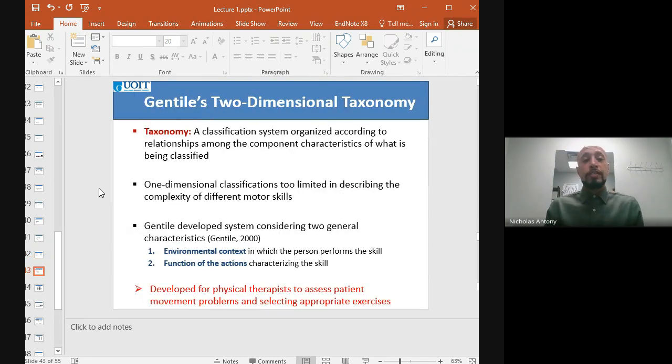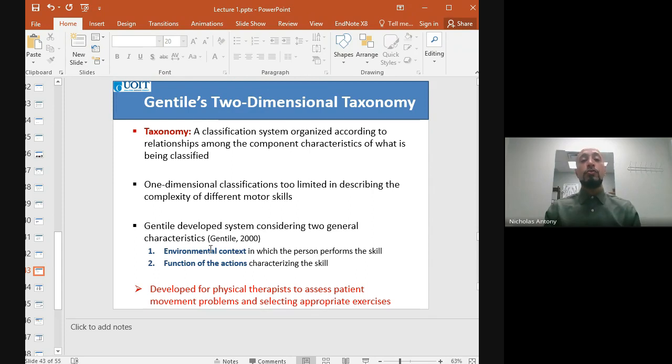The last one is Gentile's two-dimensional taxonomy. Just as a definition, taxonomy is a classification system. Like taxidermy is a way to classify animals. A taxonomy is a way to classify certain things. So Gentile's two-dimensional taxonomy was a way to describe and classify different types of motor skills.